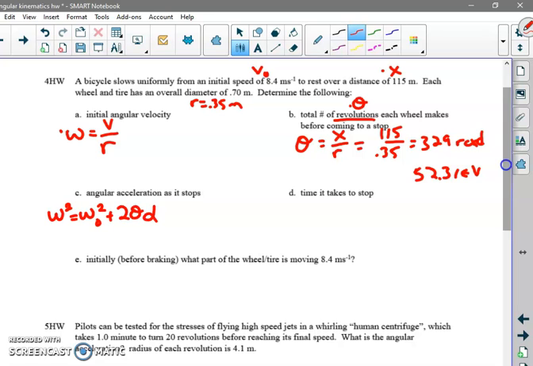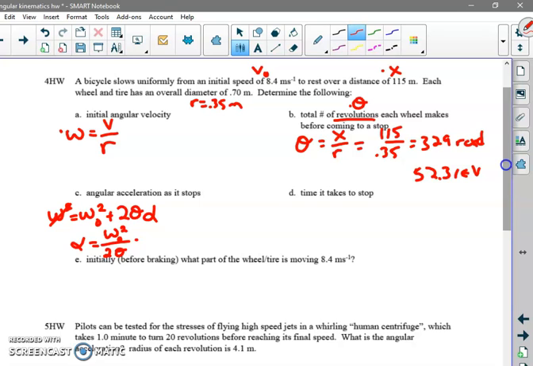Okay, and we started from rest, or we're finishing at rest. So anyway, alpha is going to be omega squared minus omega naught squared, divided by 2 theta. And we want everything in radians here. So if you do that, you'll get 0.88 radians per second squared.